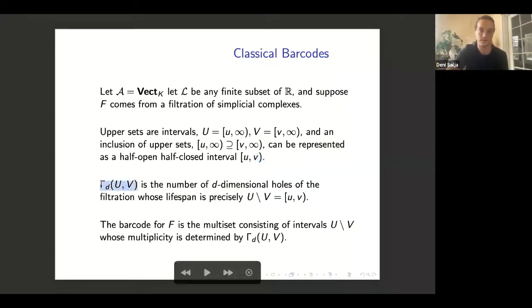And then the rank of that quotient is really the number of d-dimensional holes in the filtration whose lifespan is this interval. So if you wanted to reconstruct the barcode for one of these things, then you would just look at this for all of your open sets, and you could add them whenever you get something non-zero, and the multiplicity would be determined exactly by that value. So that's pretty much what we did.